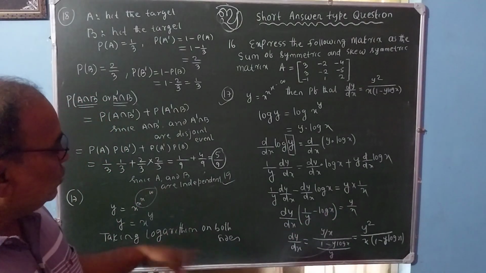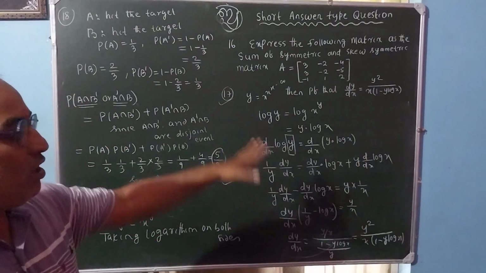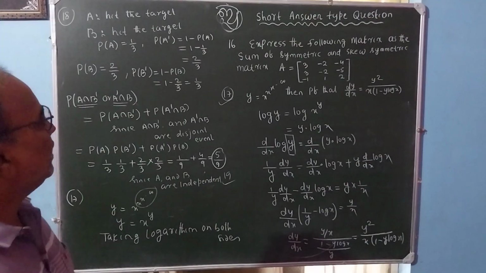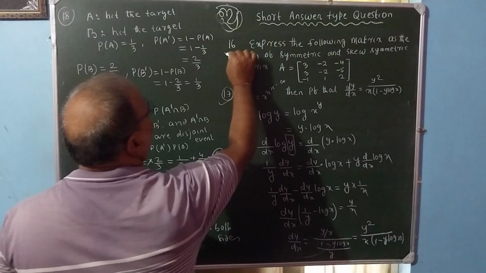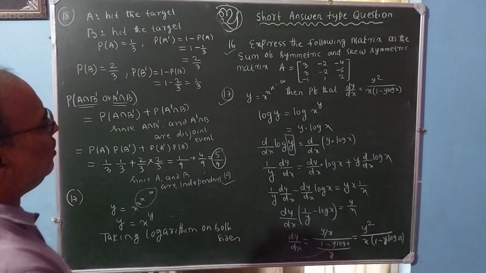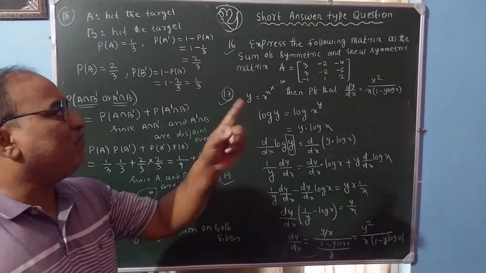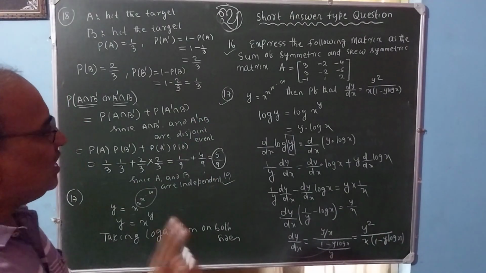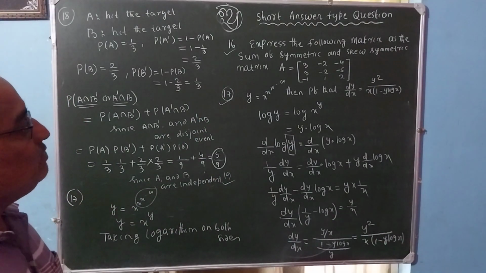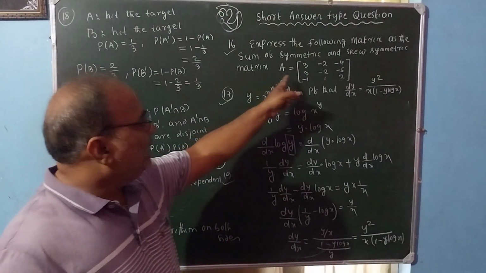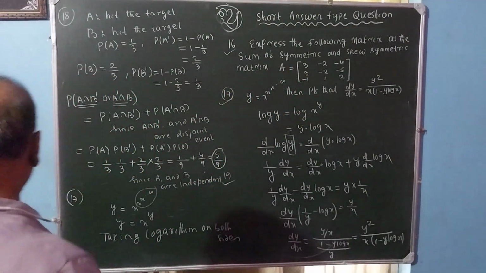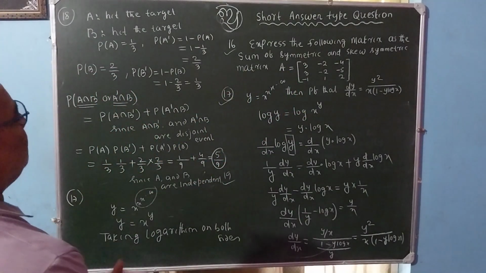So this is one very important question from derivatives. Okay, now we discuss question number 16. Express the following matrix A as the sum of symmetric and skew symmetric matrices. So write down how you can do this.